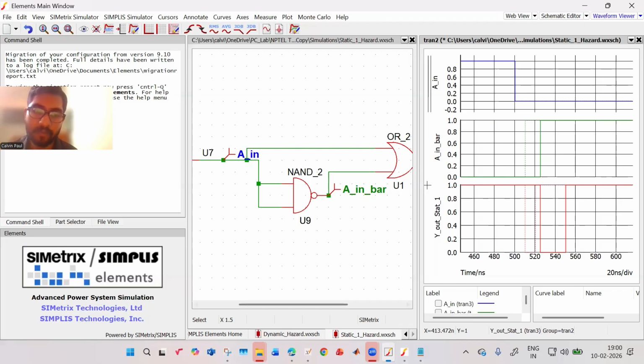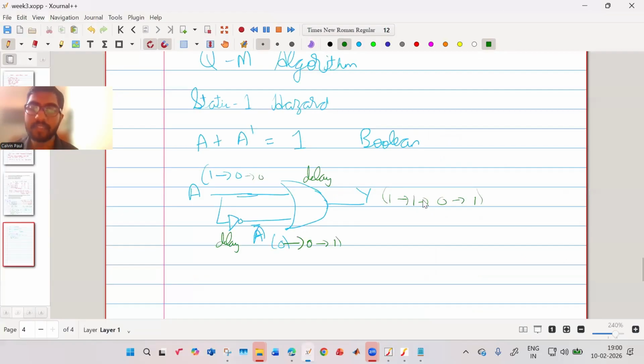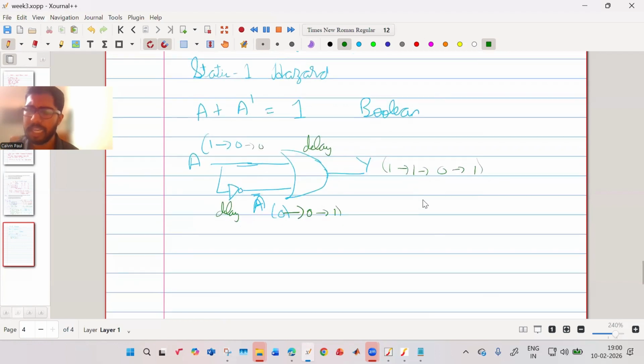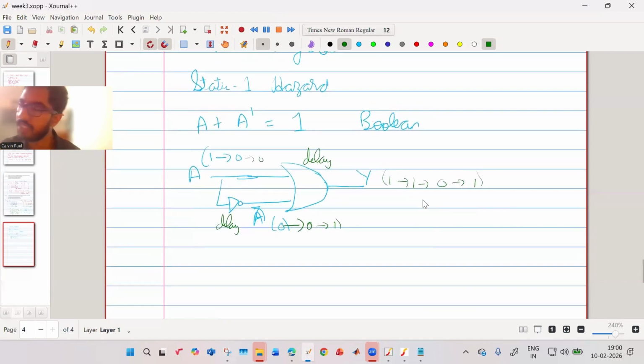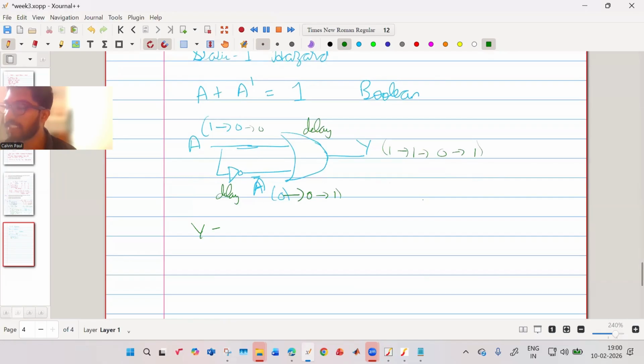Okay, so now we have seen there's a static 1 hazard. And this has been shown for this case, but when you have a complicated system, that is, you have A and B plus A bar C plus B and C, something like this, even when you have this big complicated system, you can have a hazard. Hazard 1 can occur. Okay, so to overcome this hazard, what they do is they add redundancy.